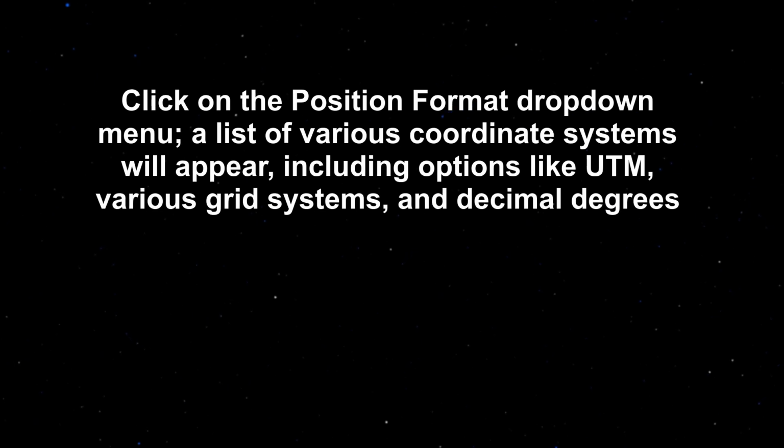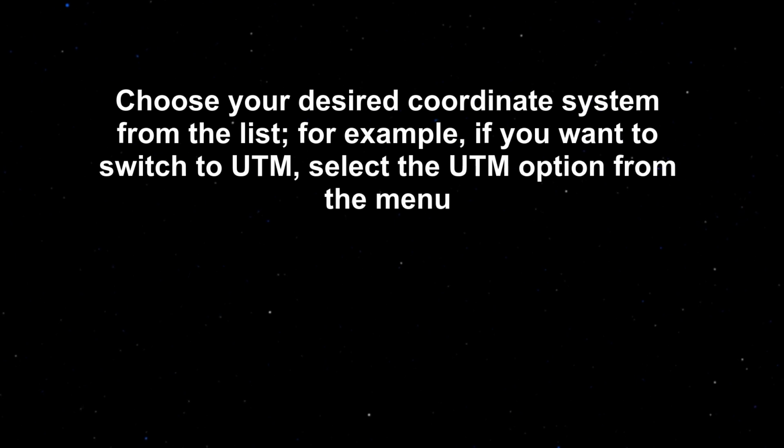Click on the Position Format drop-down menu. A list of various coordinate systems will appear, including options like UTM, various grid systems, and decimal degrees. Choose your desired coordinate system from the list. For example, if you want to switch to UTM, select the UTM option from the menu.